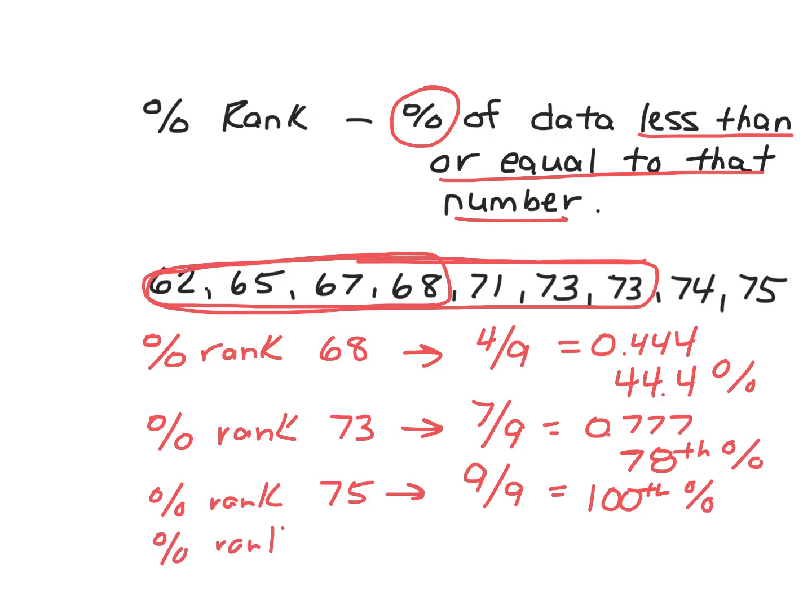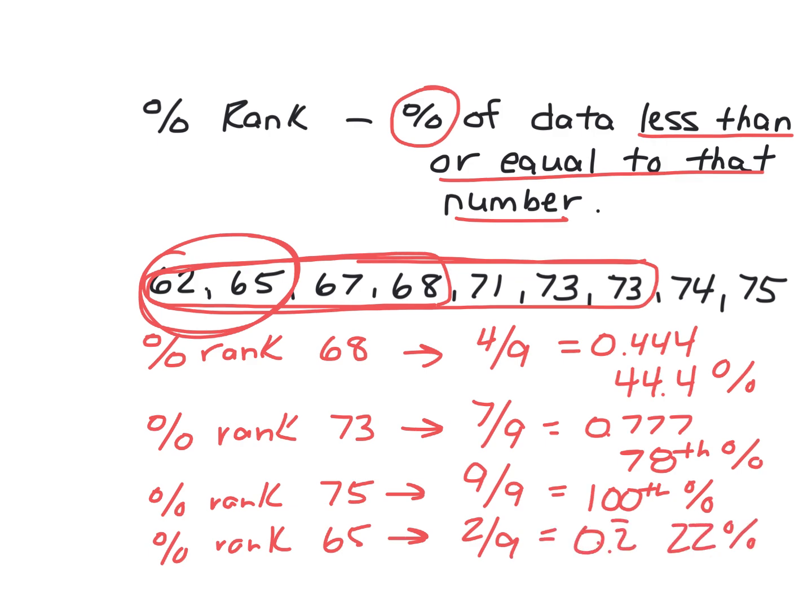No one has scored any better than you on this particular test. Percentile rank of a score of 65. That would be these two. So it would be 2 out of 9, which is 0.2 repeating, or 22 percentile.